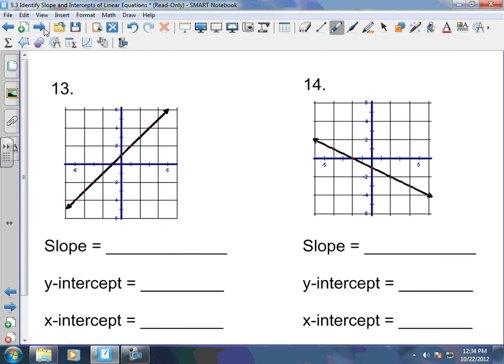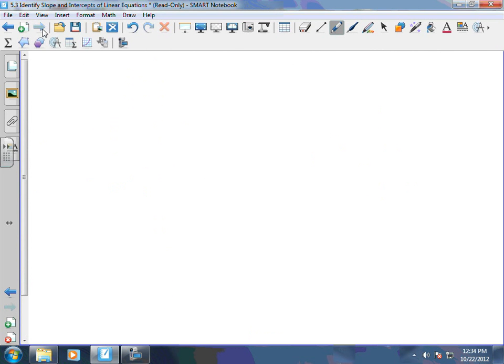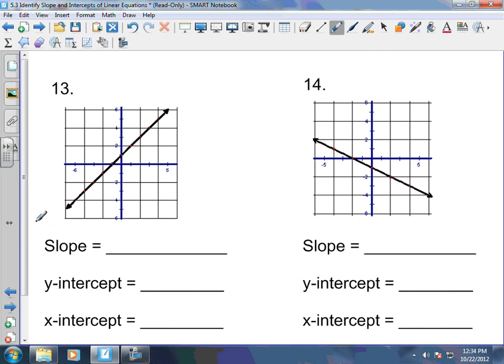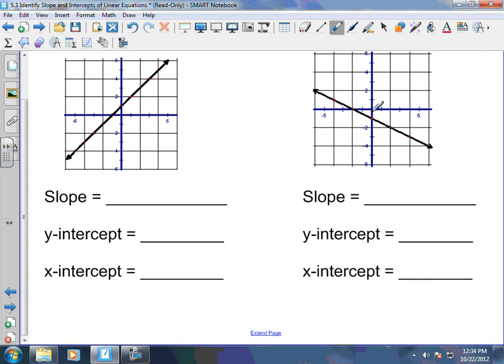Same thing. Be careful. Let's look at number 14 real quick. My slope here, I go up 1. So my top number is 1. And then I go over 2. So my bottom number is 2. However, look at this line. Is this line positive or negative? It's negative. So my slope is negative 1 over 2. My y-intercept is right there at negative 1. My x-intercept is at negative 2.